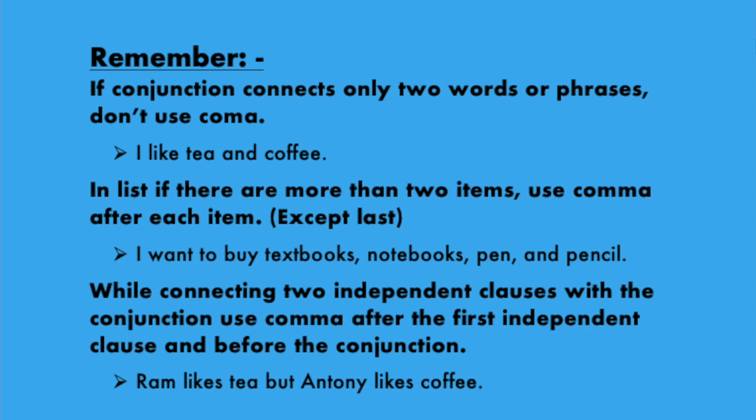See the next one. While connecting two independent clauses with a conjunction, use a comma after the first independent clause and before the conjunction. For example, Ram likes tea, first independent clause, comma, then the conjunction but, Anthony likes coffee.